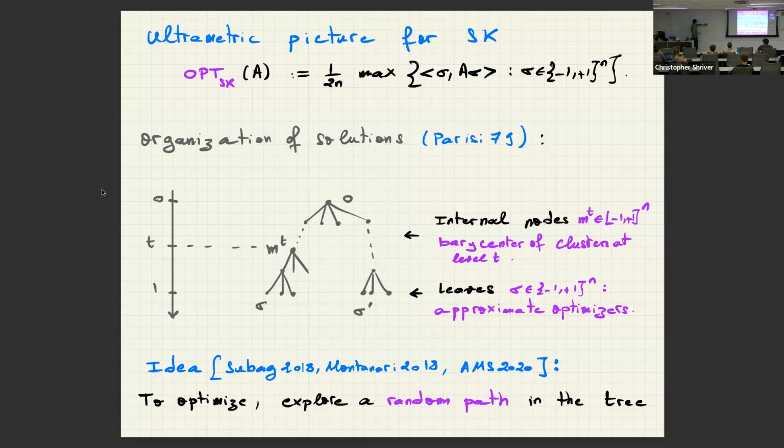At a first stage, it looks like this, but then when you zoom in on a cluster, you see the same picture. And then you zoom in on that subcluster and you see the same picture infinitely many times. So if a model has that property, we're going to say that it's full RSB. What I'm saying here is that SK is of that type, and maximum cut on a sparse random graph is expected to be of that type. But we're very far from any type of proof of this statement.